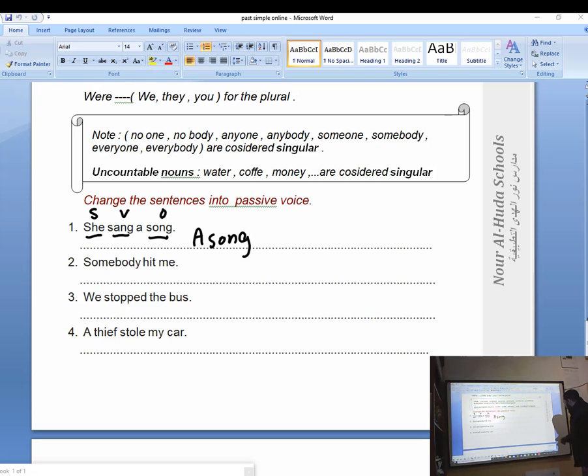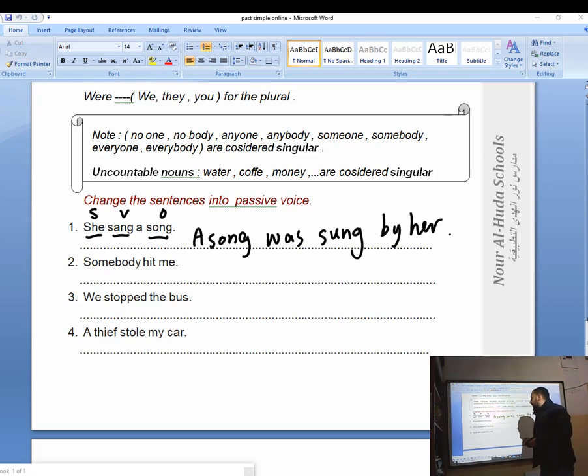We want to follow the rule. First, object, as I told you before, then was and were, and then the past participle. She sang a song. A song, was or were. We use was because it is singular. Was sung, verb 3 of sang, by her.